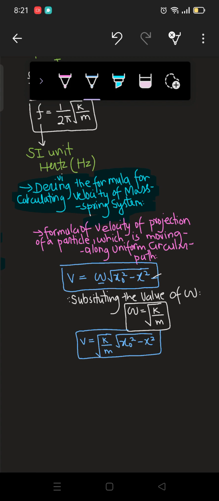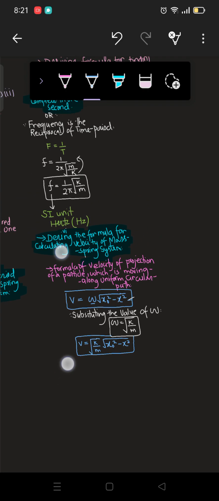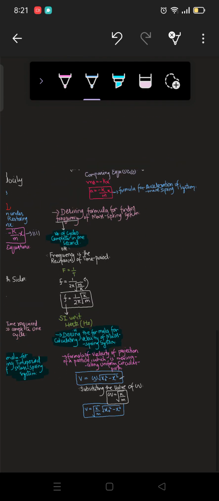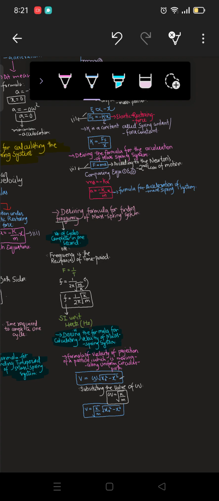So we got a final formula for finding the velocity of the motion under elastic restoring force, or Hooke's law, or mass spring system, which is v is equal to under root k over m into under root x naught square minus x square, where x naught is the maximum displacement, x is the displacement, k is the spring constant, and m is the mass of the body. So this was all for today. In the next video we're going to look at the maximum velocity and the minimum velocity.